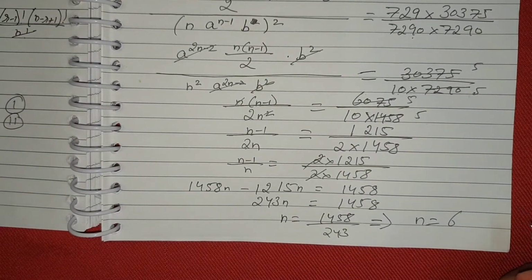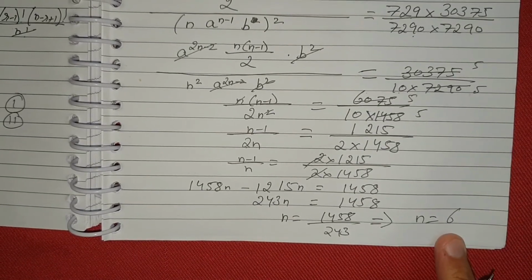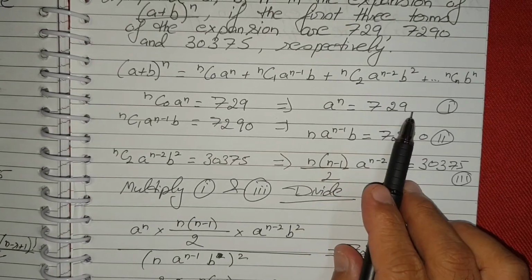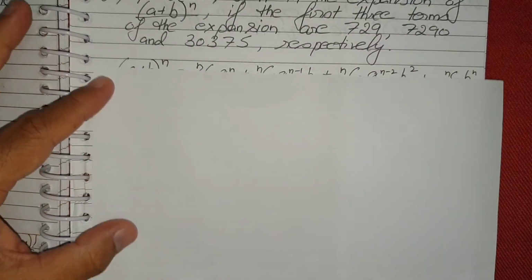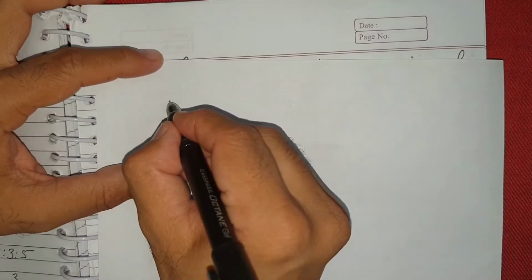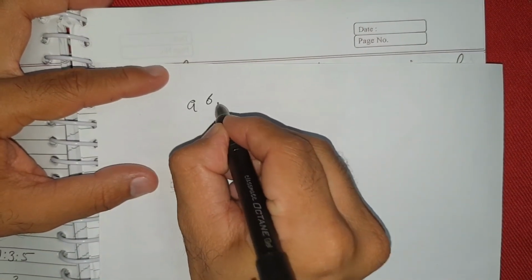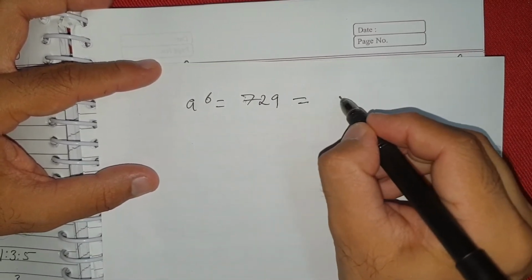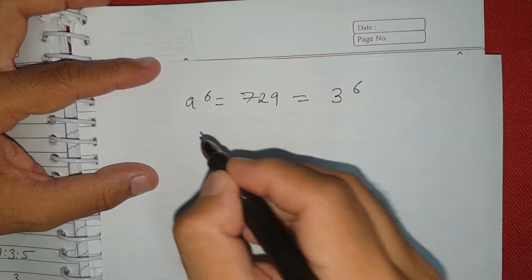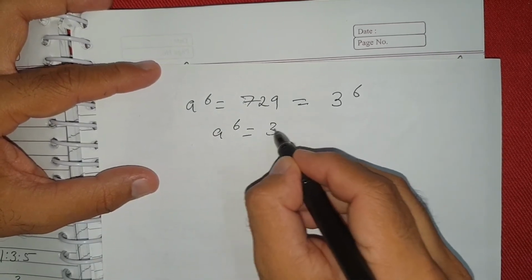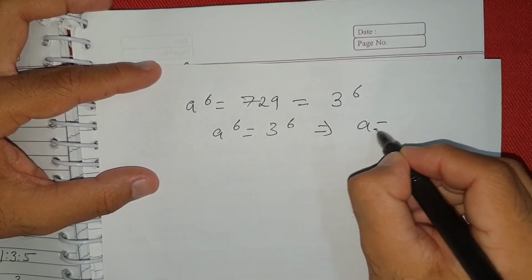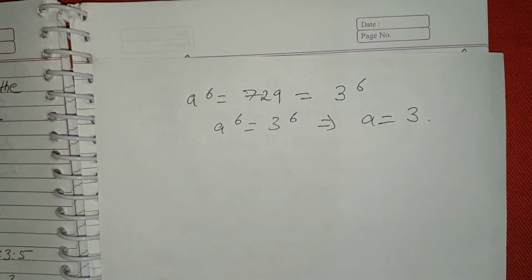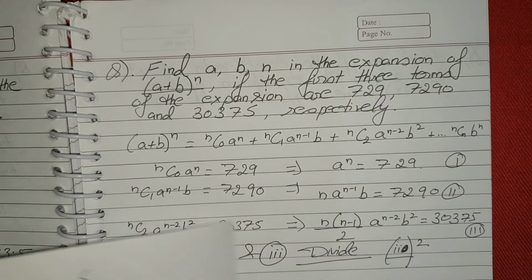Now substituting n equal to 6 in the first equation, you get a to the power 6 equals 729. Actually 729 you can write as 3 to the power 6. So a to the power 6 equals 3 to the power 6. This implies a is what? A is 3.